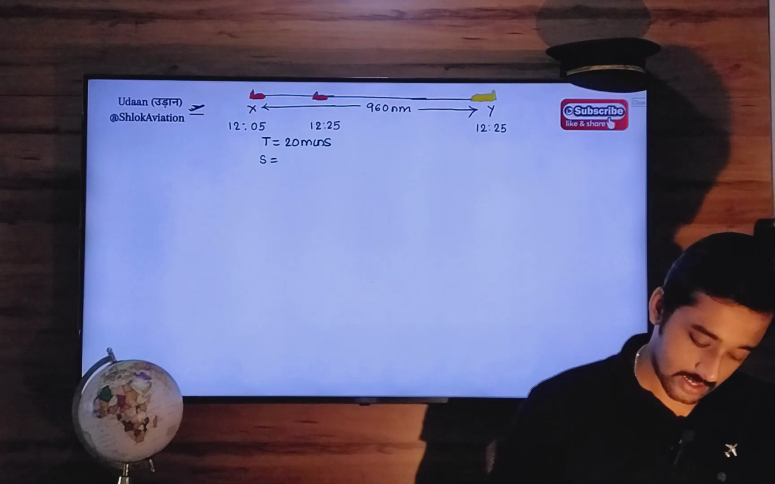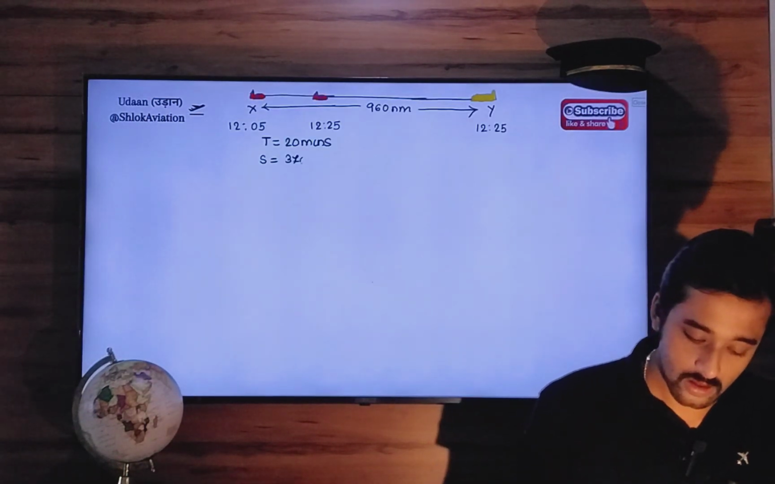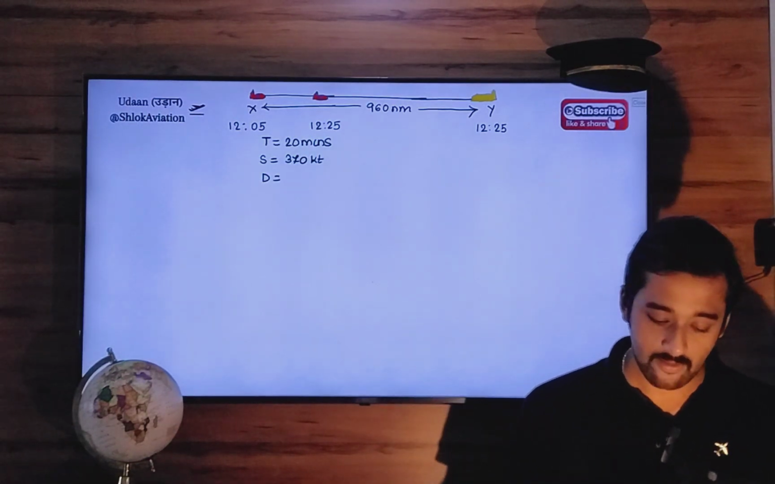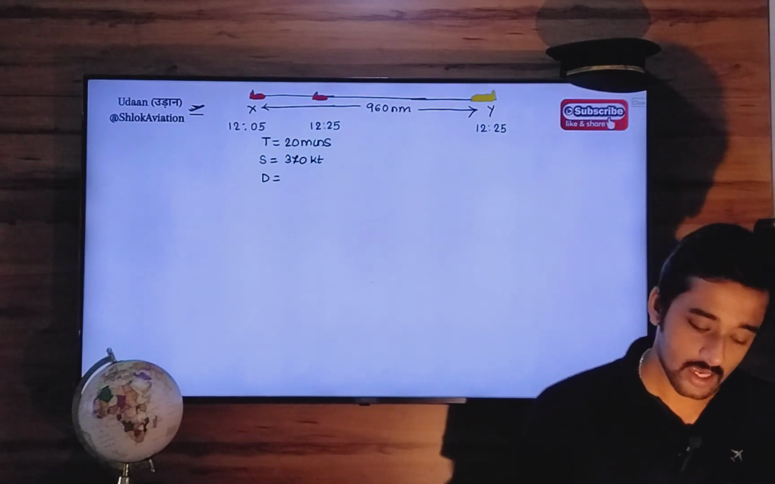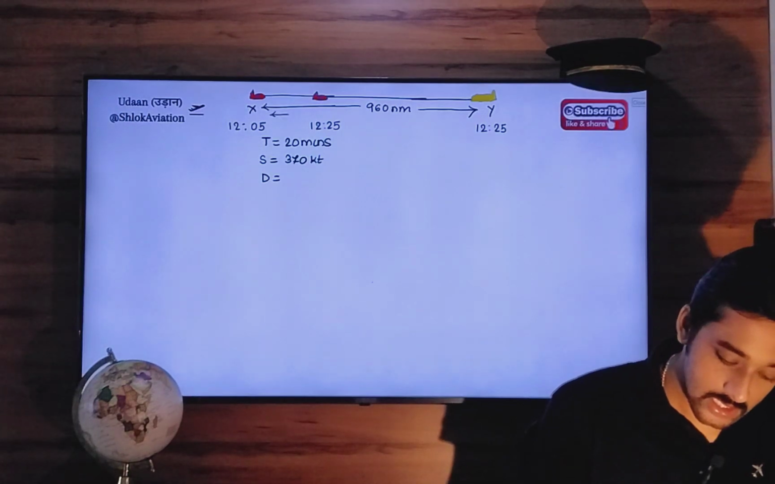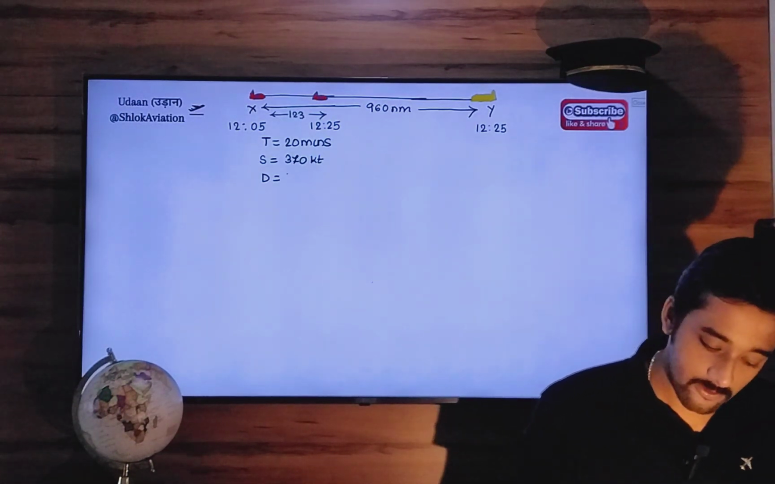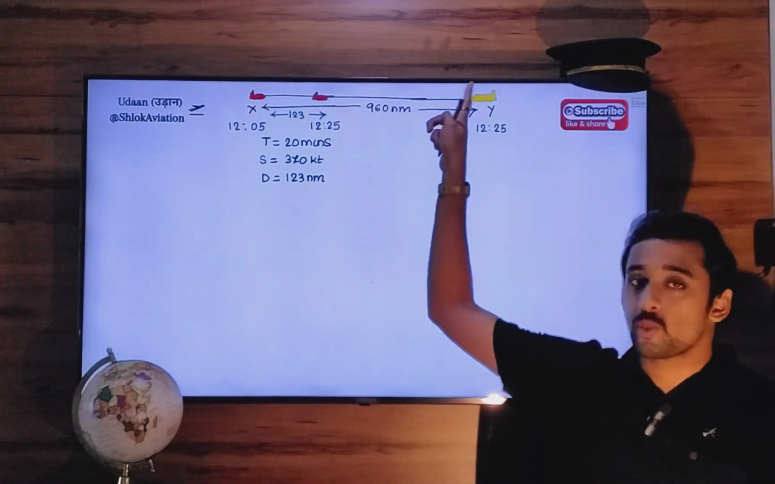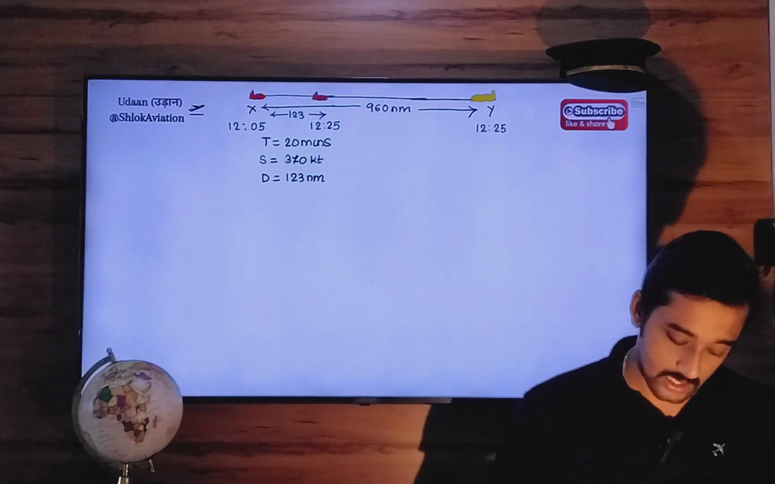The speed of this aircraft 1 is 370 knots. So the distance that it covers will be 370 into 20 divided by 60, that is 123 nautical miles. So the distance will be 123 nautical miles. So the distance left between these two aircraft will be 960 minus 123, which is 837.